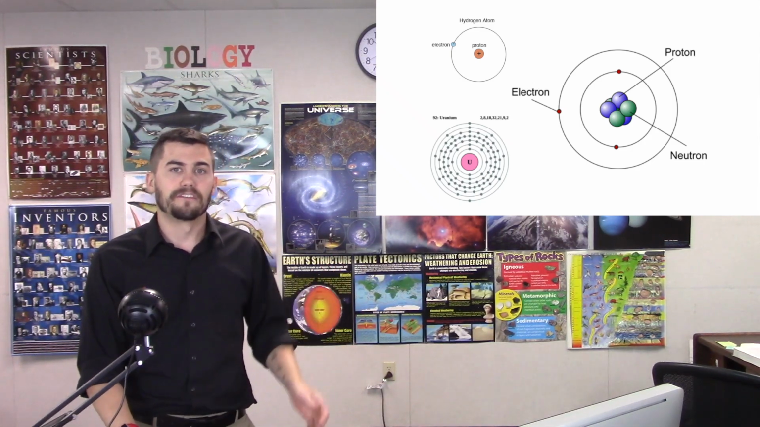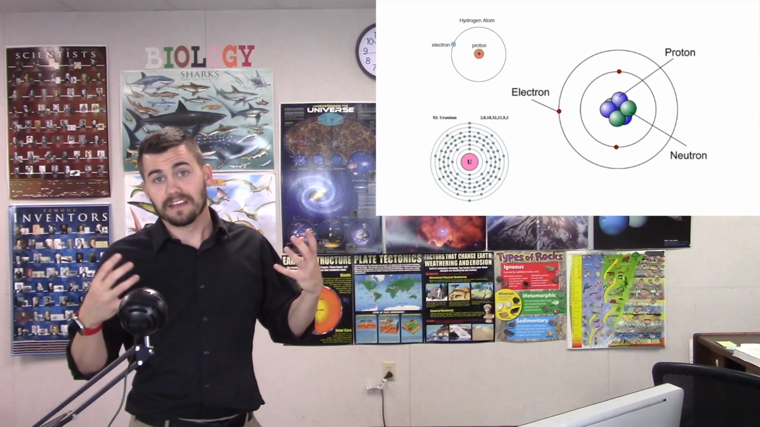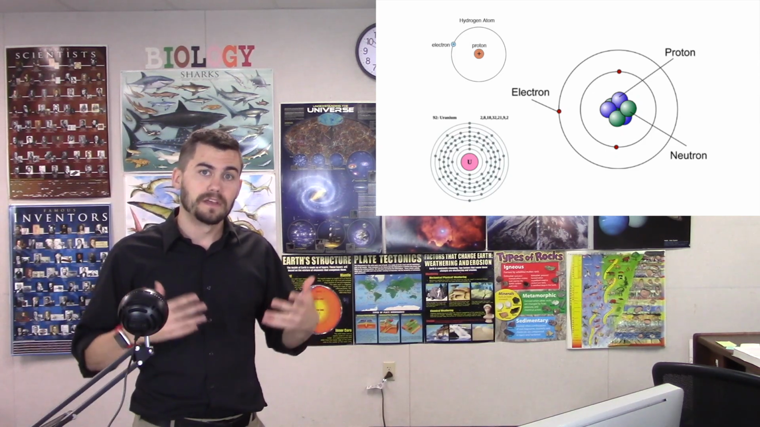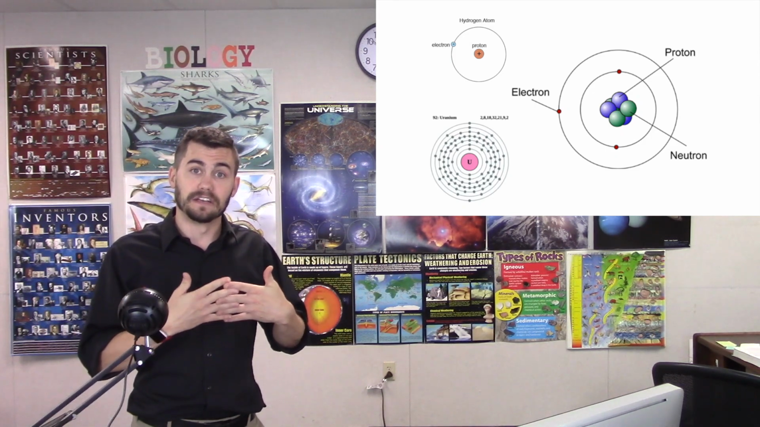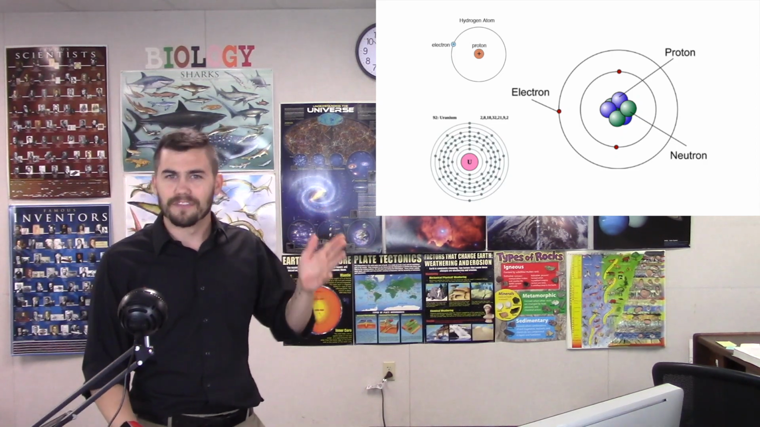And generally, for any atom, under normal circumstances, all atoms have the same number of electrons as protons, which makes them electrochemically neutral. The positive and negatives cancel each other out. The neutrons, those can vary.